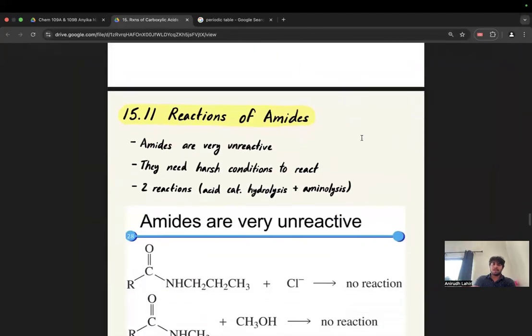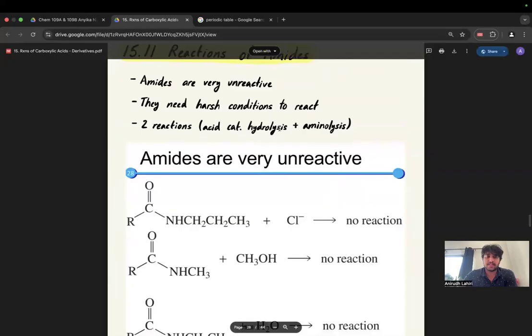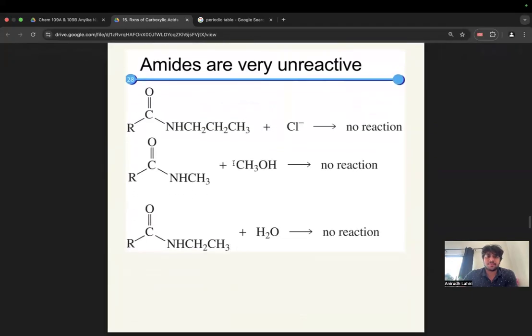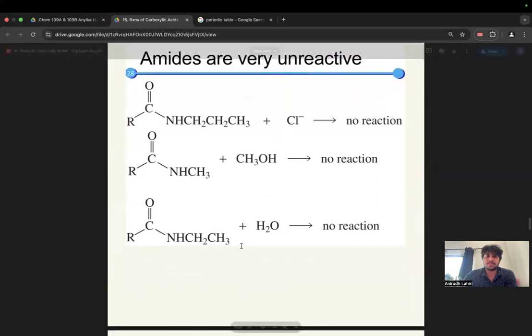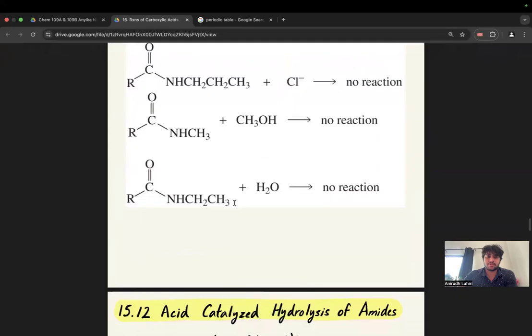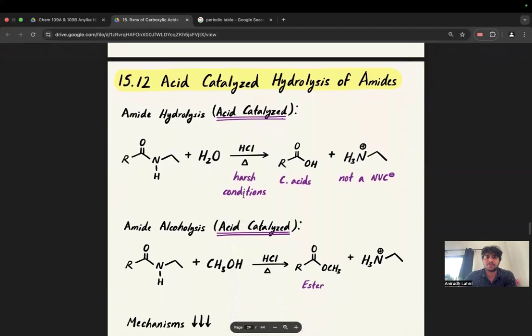Reactions of amides. Amides are very unreactive, which means that they need really harsh conditions to react. So these two reactions are acid-catalyzed hydrolysis and aminolysis. Cool. This doesn't happen, this doesn't happen, this doesn't happen, right? Because these are all higher energy compounds, right? And we can't go from a low energy to a high energy using our general mechanism, right? We'll talk a little bit later about how we do that though.